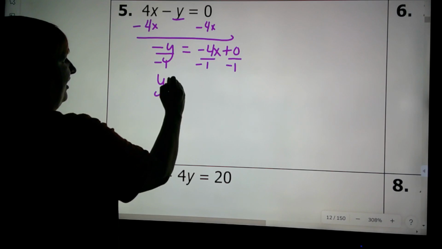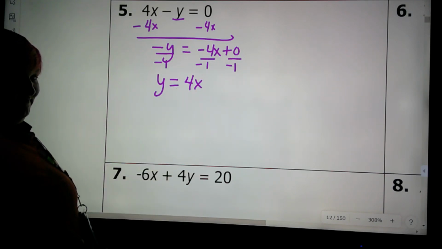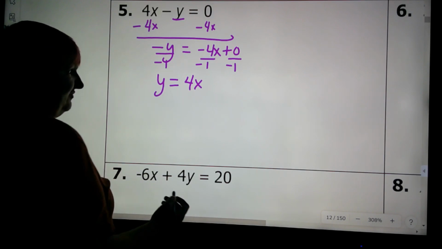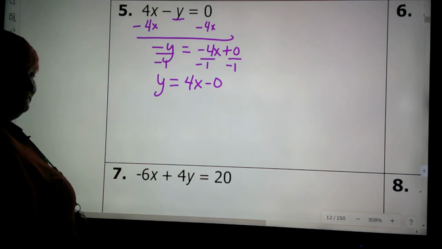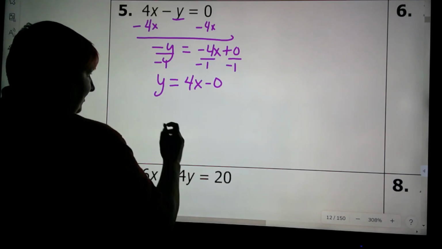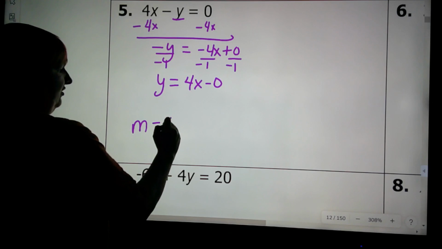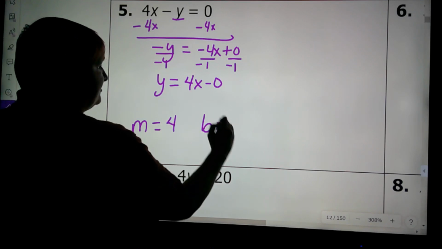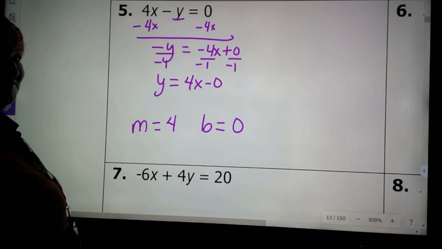So you're left with y equals 4x. And again, you don't have to put the 0. It's invisible. If you need to put it, put it. It doesn't hurt anything to put it. So your slope is 4. And your y-intercept is 0. Positive 0, negative 0, they're the same thing. Don't get panicky about that.